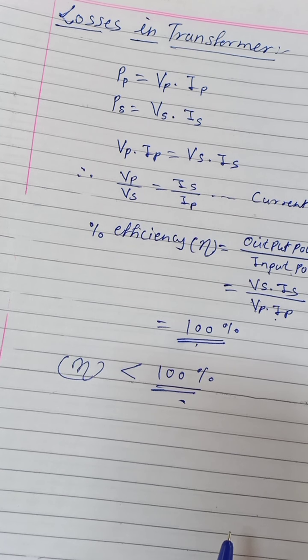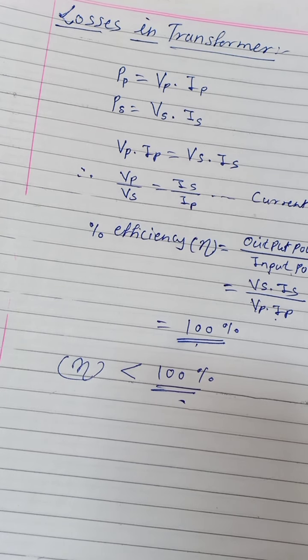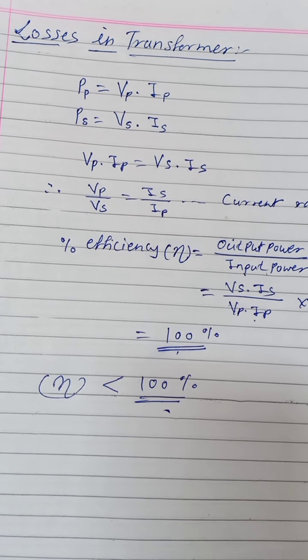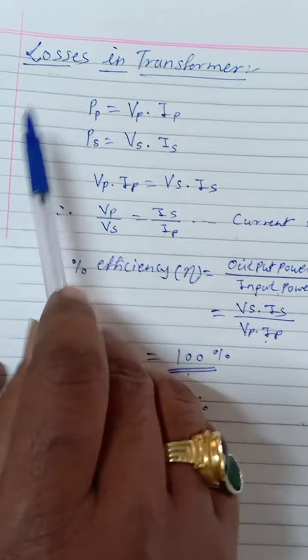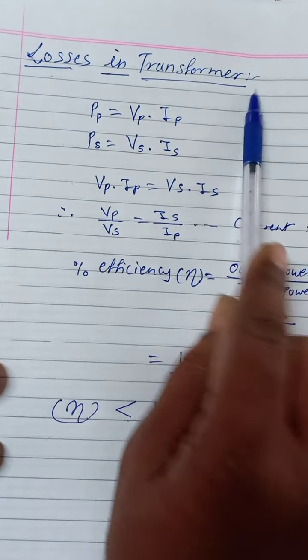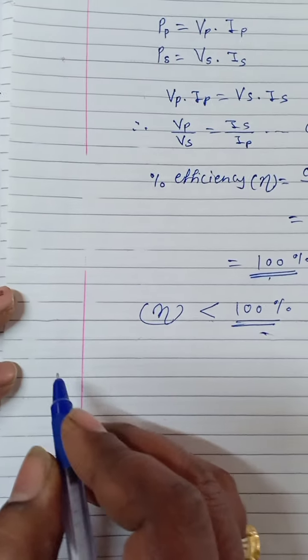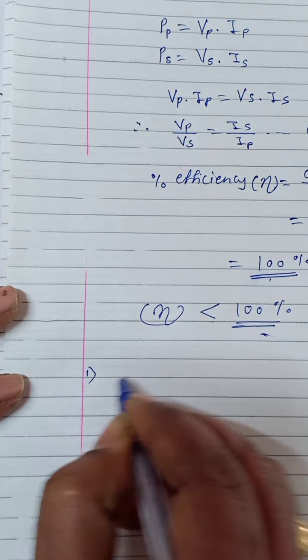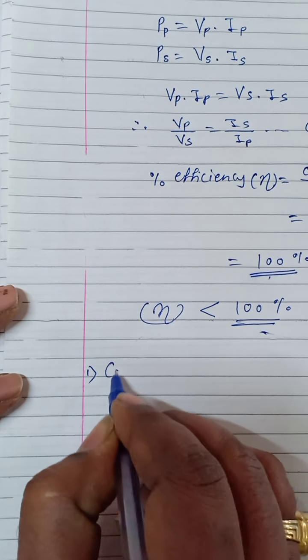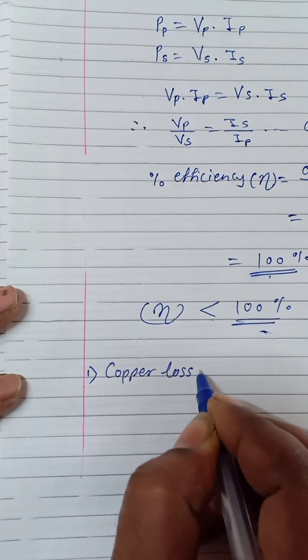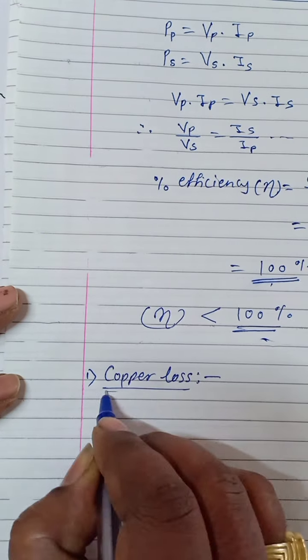And why is power lost in the transformer? There are three different reasons for that. The power is lost in a transformer, so here we are going to see losses in a transformer. First loss is a copper loss.